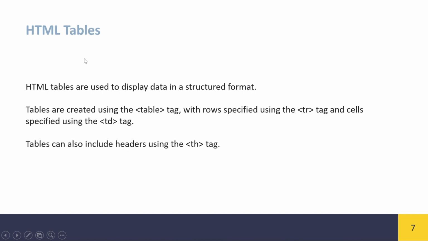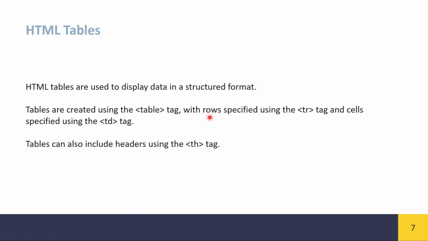And next, HTML tables. HTML tables are used to display data in a structured format. If the data should be displayed in a structured or organized format, then we should use HTML tables. Tables are created using HTML table tags.